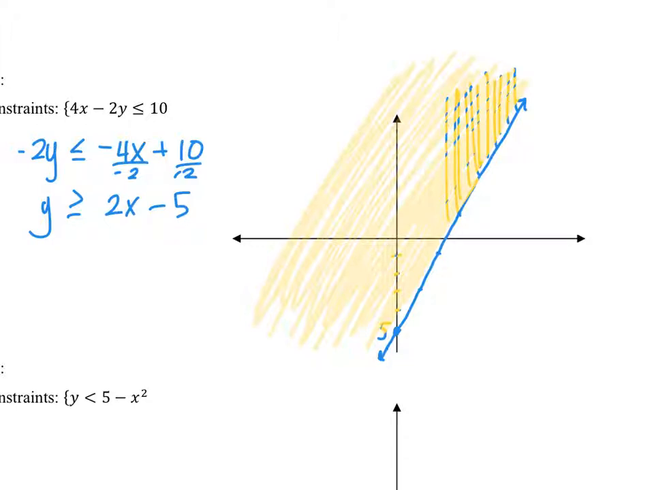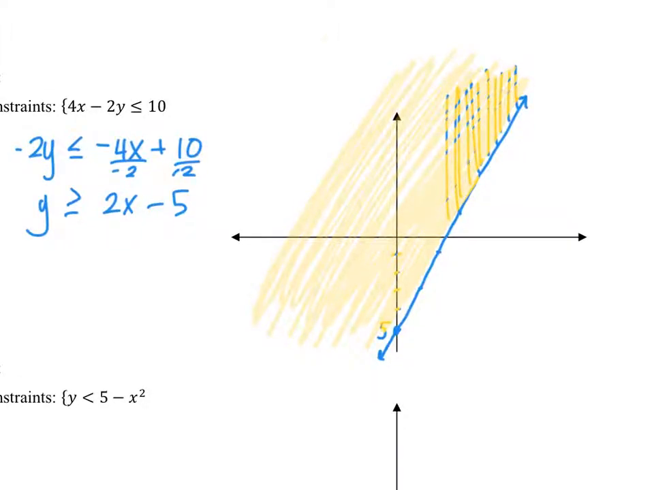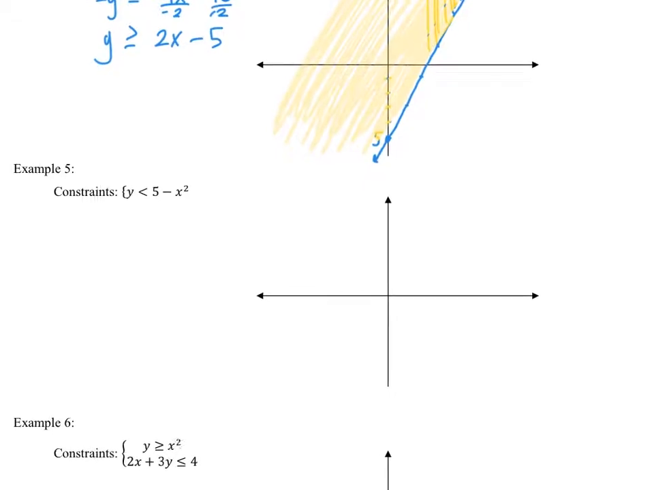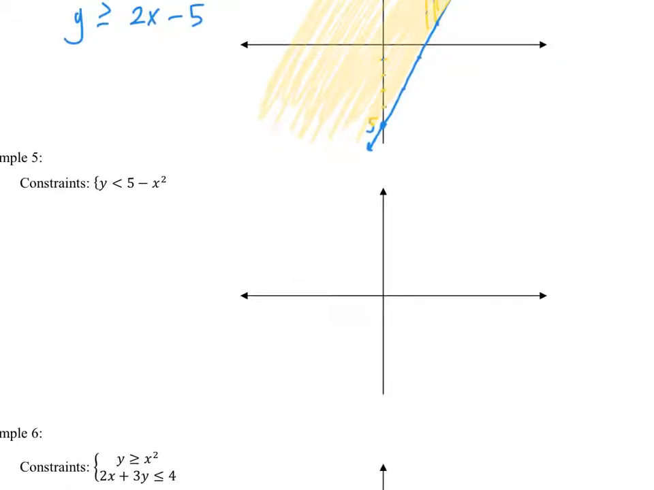All right, we good on lines? Okay, what's example 5? Question 5 is a parabola. How do you know it's a parabola? Okay, because it has an x squared. What does the 5 mean?